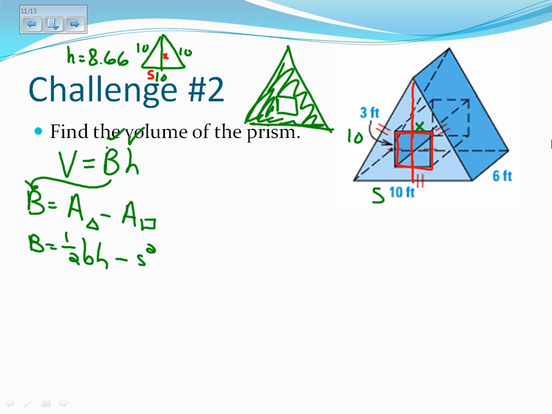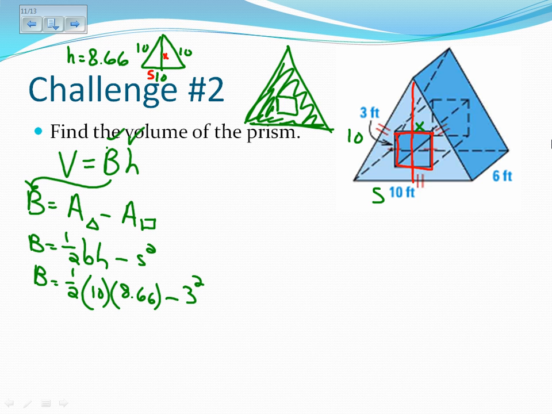Okay. So the base area is 1/2. The base of the triangle is 10. The height of the triangle is 8.66 minus the area of the square. What's the side length of the square? So this will be 3 squared. Does that make sense?